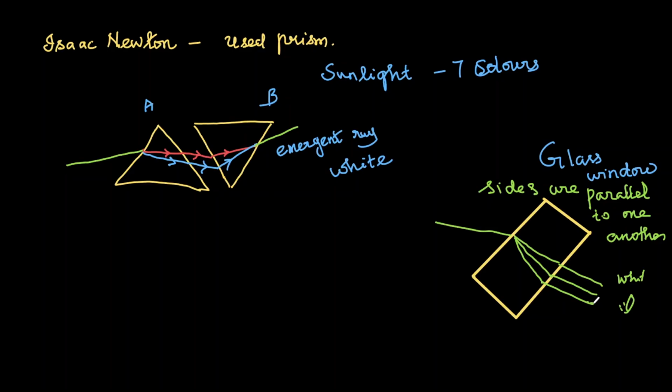The eye lens converges the light into white light because it has parallel sides, not an inclined surface like a prism. The prism has inclined surfaces, so the prism is able to split the sunlight into seven colors.